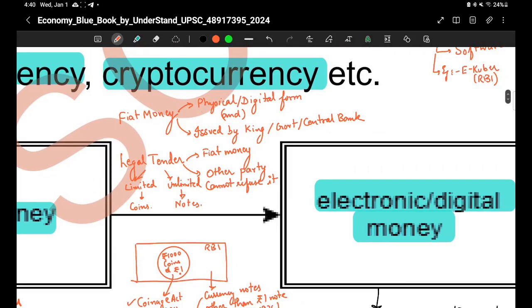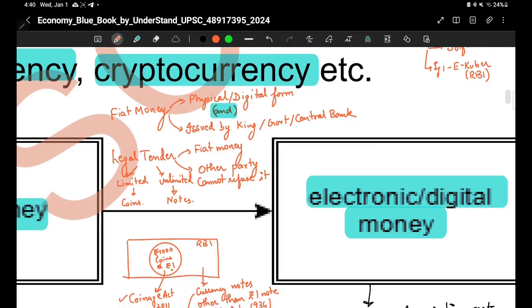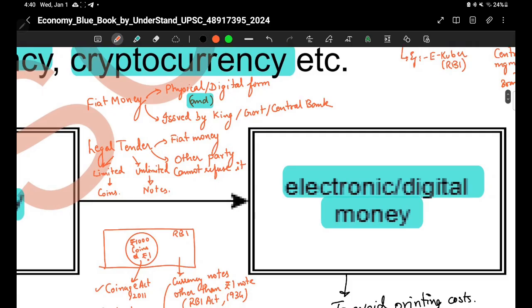We'll see what is fiat money. Fiat money means it has to be in physical or digital form, and it has to be simultaneously, I'm giving more emphasis on this, issued by a king, government, or a central bank. Now I'll give you an example. Let's say Indian rupees, a 5 rupee coin. Is it a fiat money? First let's see the first condition. Is it in physical form? Yes, it is in physical form. Is it issued by the central bank? Yes. So both the conditions are right. So a 5 rupee coin is a fiat money.